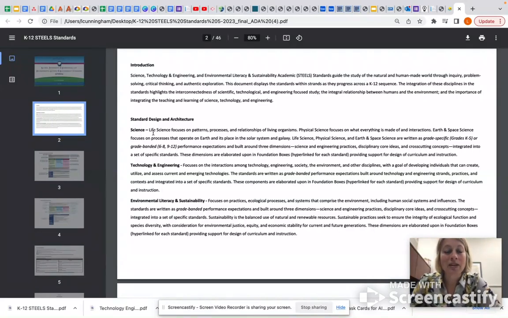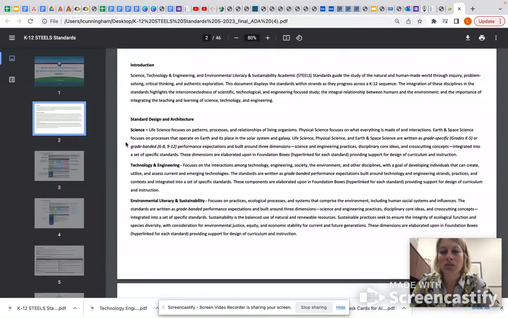For science, we see that life science focuses on patterns, processes, and relationships of living organisms. Physical science focuses on what everything is made of and interactions. Earth and space science focuses on processes that operate on Earth and its place in the solar system and galaxy.